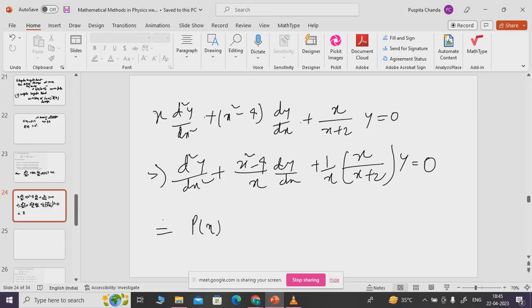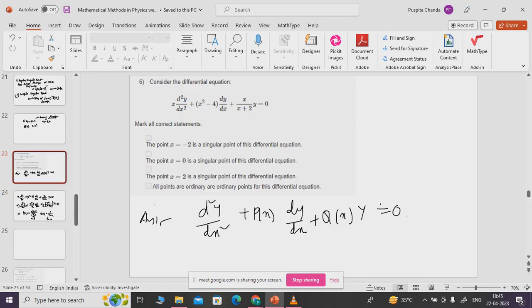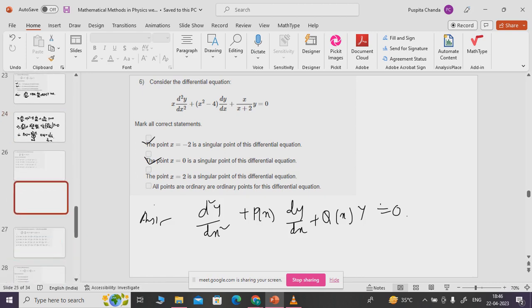So here p(x) is (x² − 4)/x and q(x) is (x + 2)/x. So from here we know at x = 0 p(x) will diverge, and at x = −2 q(x) will diverge. So the point x = −2 is a singular point, and the point x = 0 is a singular point. Yes, these two are correct.